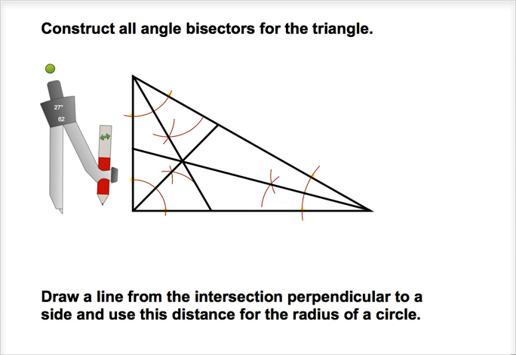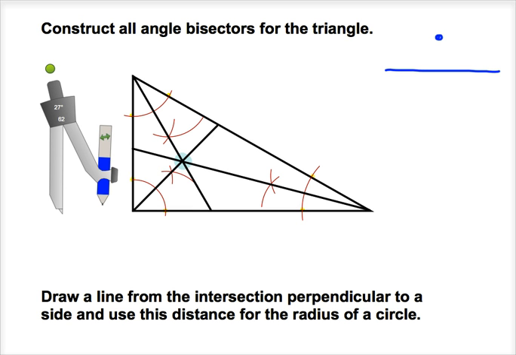It says, draw a line from the intersection perpendicular to a side and use this distance for the radius of a circle. All right, so now I want to go from this point, I'm going to call it the center of the triangle, and I want to measure a distance perpendicular to one of the sides of the triangle. I'm going to try to do that measuring perpendicular to the bottom. So what I'm really thinking in my mind is, how would I do this if I had just a given line and a point not on the line? How would I construct the perpendicular through that point?